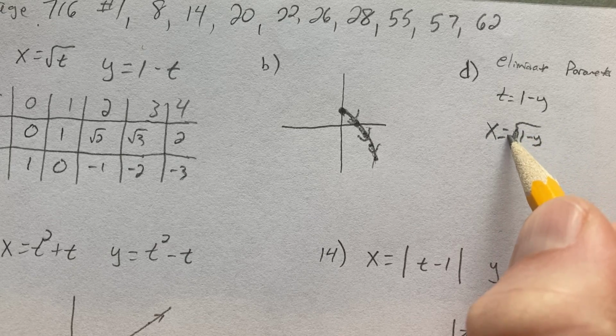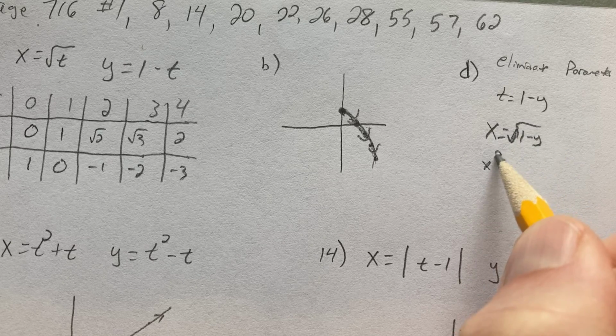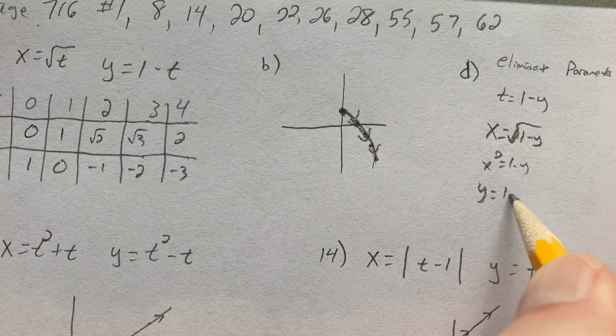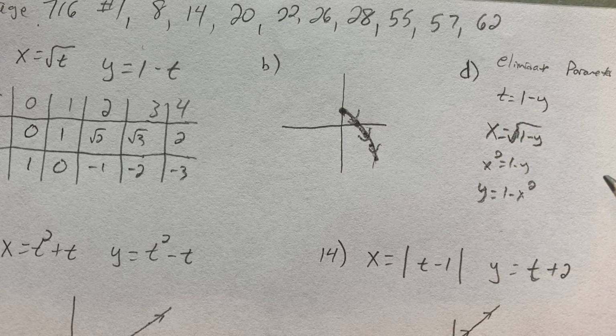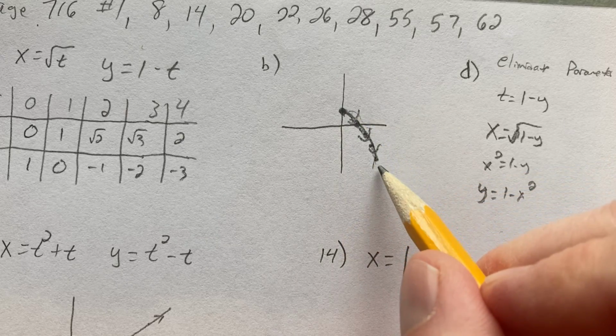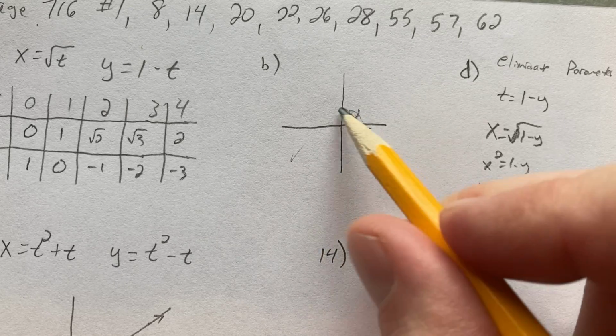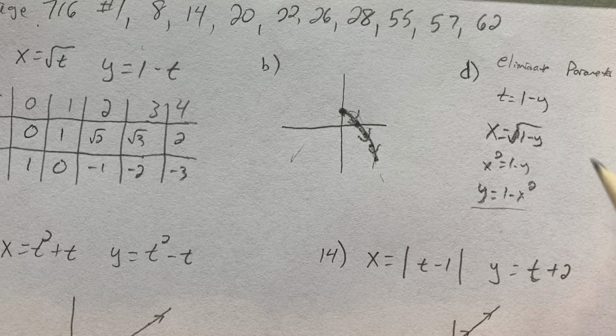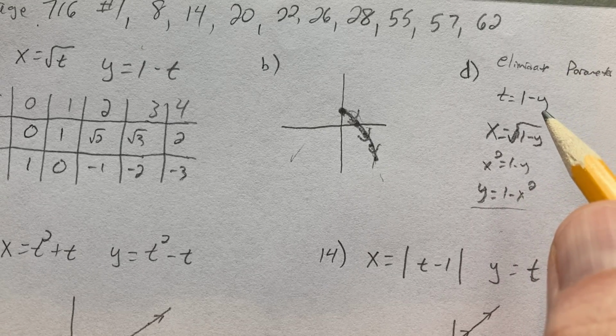All right, I can leave it like that, or I can square it, make it x squared equals 1 minus y. I could add this over, make it y equal 1 minus x squared if I wanted to. And then that would fit the parabola that's coming down like this. 1 minus x squared looks like that. And so we get this rectangular equation out of the parametric one.